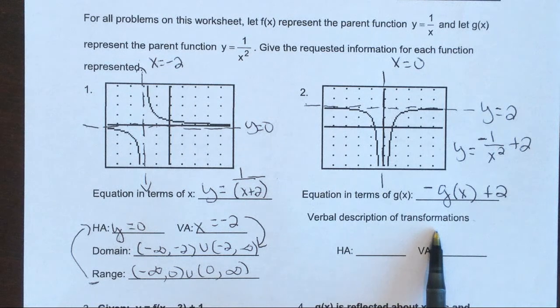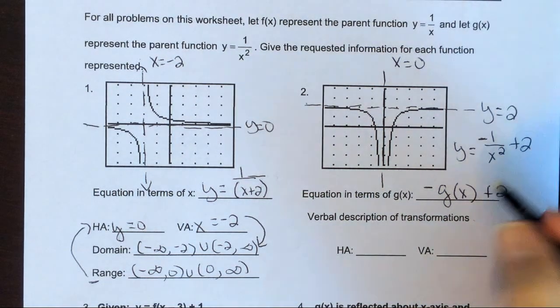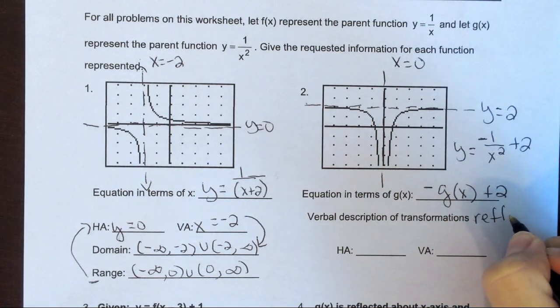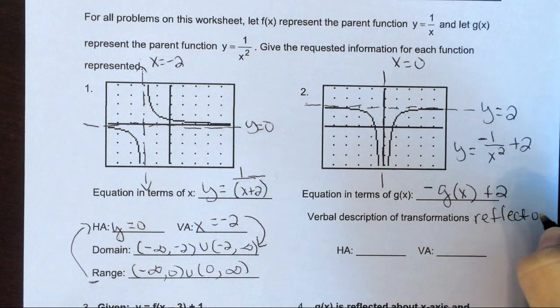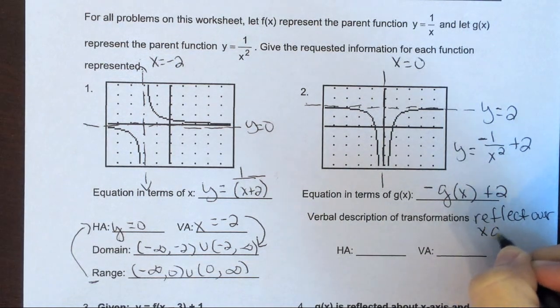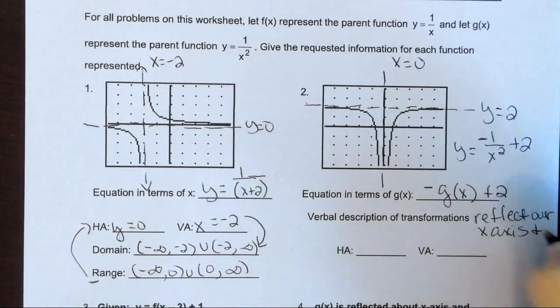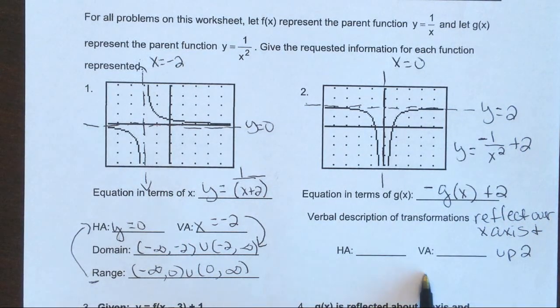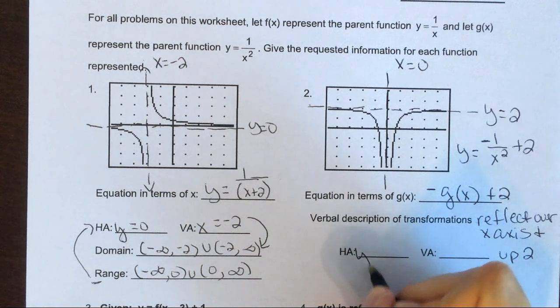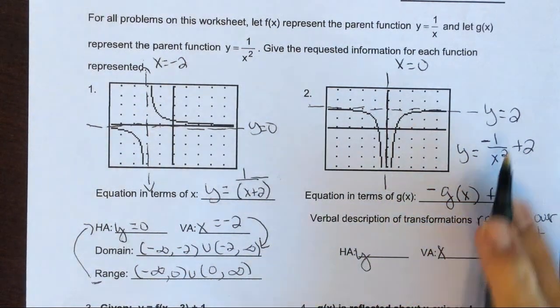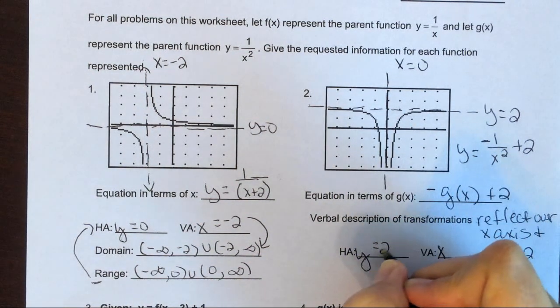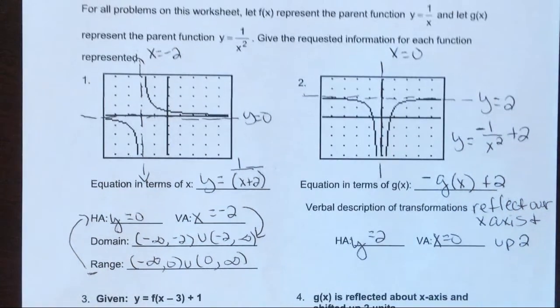They want me to describe the transformation. So we know that it reflected over the x-axis, and it went up 2. Then they want the horizontal and the vertical asymptotes. Again, I remember VAX and HAY, and I already wrote them in my picture. Y equals 2, x equals 0.